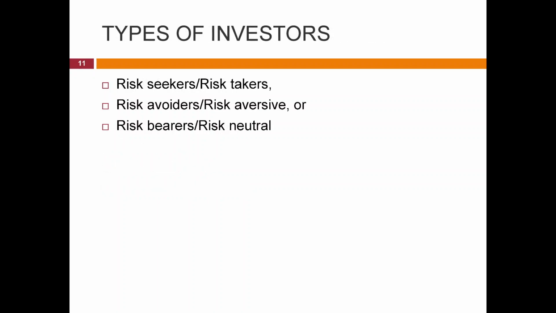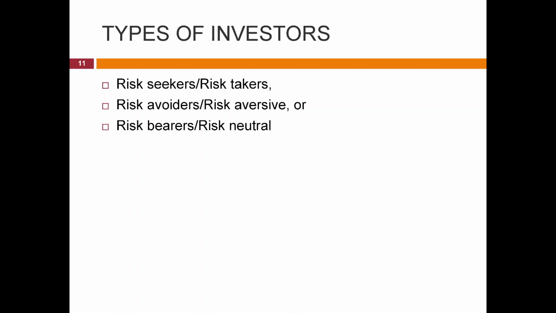Then coming to the types of investors, there are basically three types of investor: risk seekers or takers, risk avoiders or aversive, and risk bearers or neutrals. Risk takers are persons who are highly active in the stock market, and they take a high amount of risk. Risk aversive persons are those who do not take any type of risk, or are very moderate about taking risk. So their portfolio consists of balanced funds, a certain amount of equity, a certain amount of debt, or they can go for equal balancing.